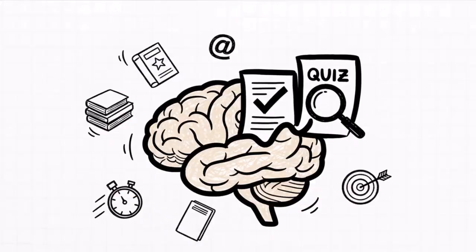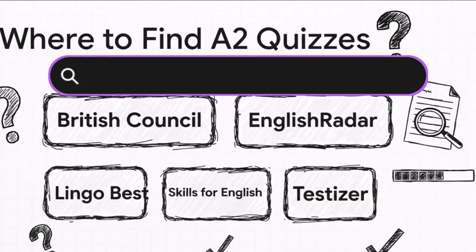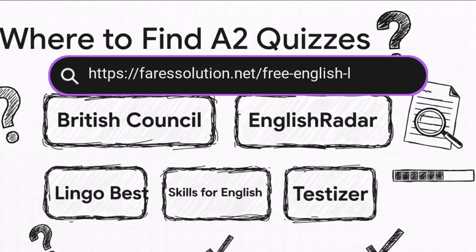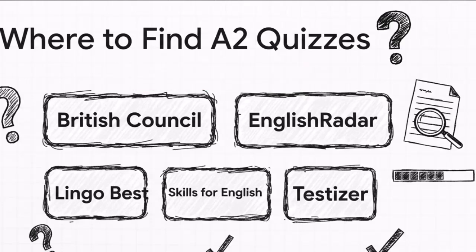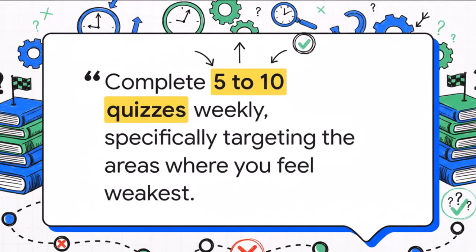So you're learning all this new stuff, but how do you make sure it actually sticks in your brain? Well, the answer is pretty simple, actually. You use quick, targeted quizzes. And guess what? All those awesome places we just talked about, the British Council, English Radar, LingoBest, they all have free quizzes. They're perfect for a quick check-in. Like, did you really understand that grammar point? Test yourself. You get instant feedback so you know exactly where you're rocking it and where you might need a little more work.